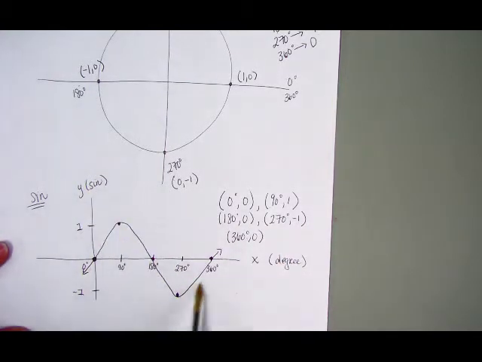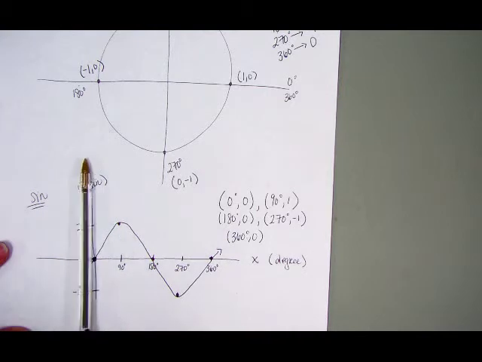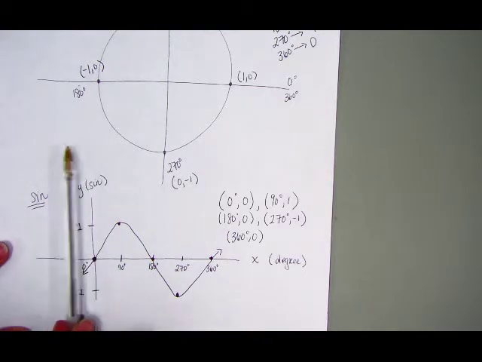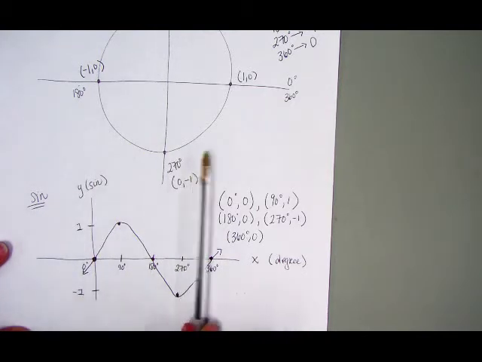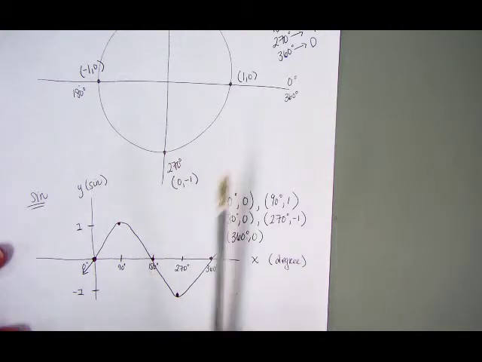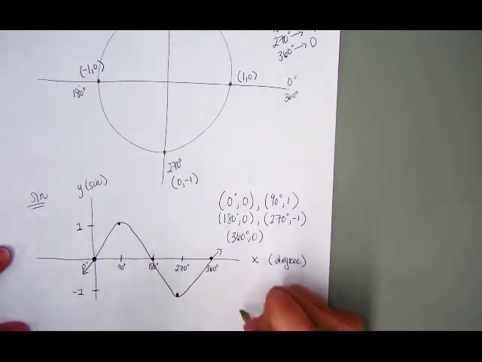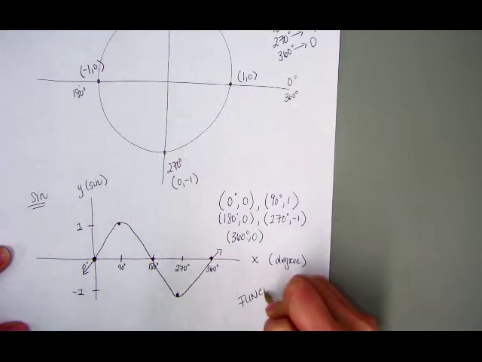I just created a graph that, when I take my pen and hold it vertically and slide it all the way over, hits only one time along the way. So it passes my vertical line test, so I know that this is in fact a function.